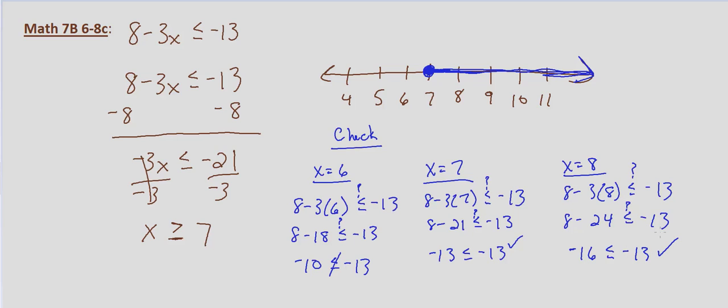so that checks. And this verifies that our solution to 8 minus 3x is less than or equal to negative 13 is, in fact, x is greater than or equal to 7.